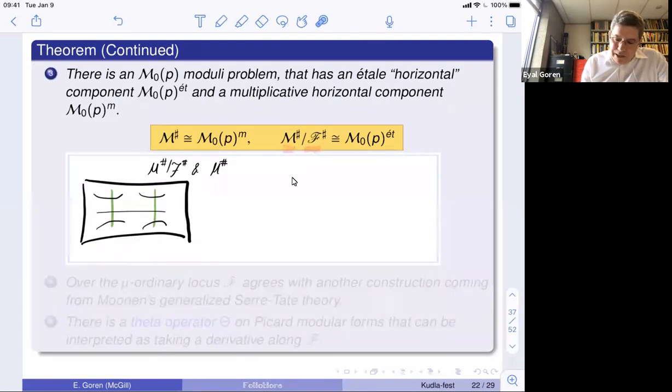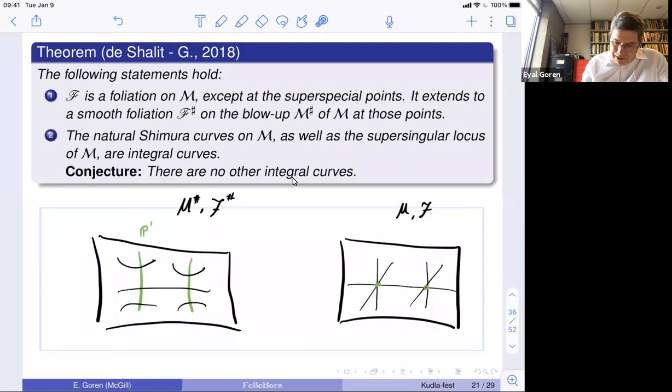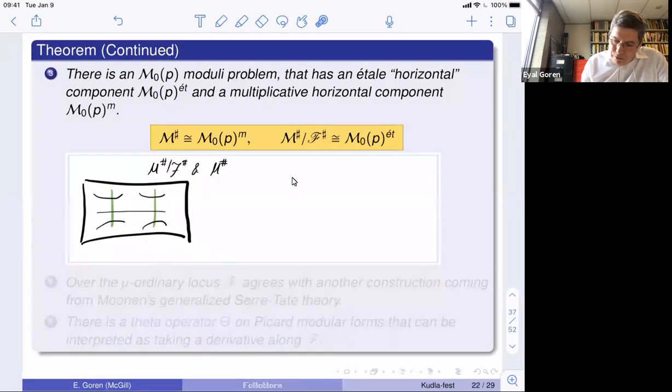Okay, now this is interesting because this étale component does not map finite flat. Those points were blown up to get M sharp. Okay, so this is something nice that we can do with the foliations. M_0(p) étale generically is easy to understand over the mu-ordinary locus. But if you want to understand it globally, namely if you take the Zariski closure to get a component, it actually doesn't map finite flat anymore.